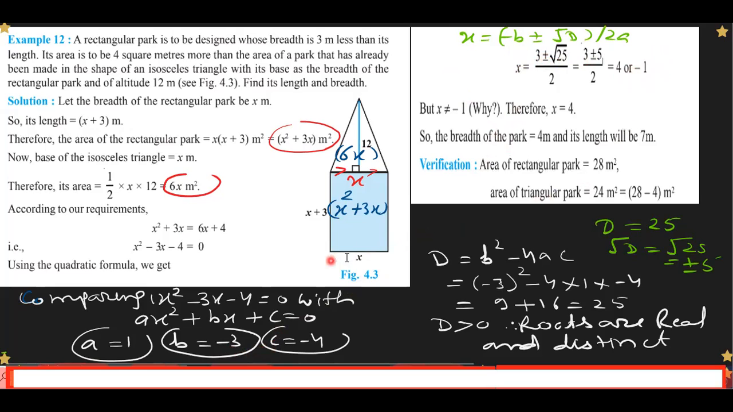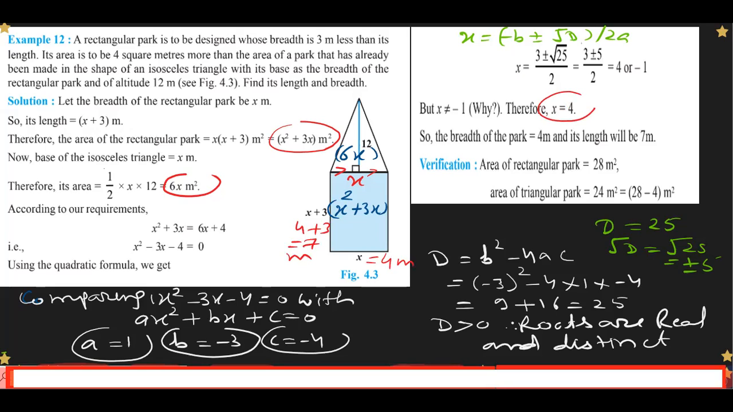Again, x is the breadth and breadth cannot be negative. That is why x is equal to -1 is rejected. And what is left? Only x is equal to 4 left. So what is the value of x here? x is equal to 4. अब हमें डायमेंशंस फाइंड आउट करने हैं. मींस तो ये तो हो गया, इसका ब्रेड्थ हो गया 4 मीटर और इसका जो लेंथ हो गया 4 + 3 that is मींस 7 मीटर.